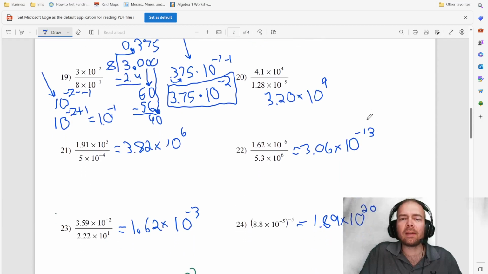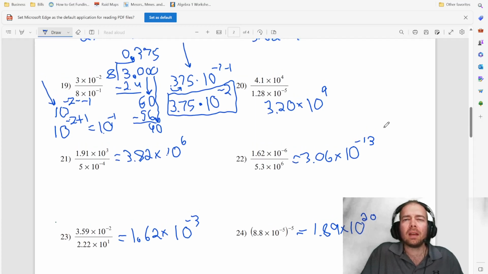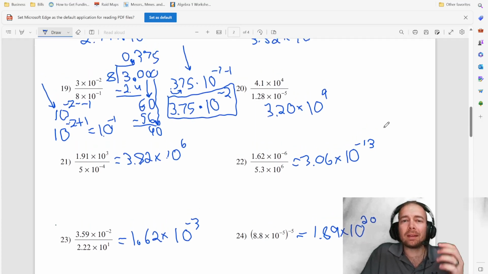And then for the rest of them, I just typed them all into the calculator. That's all I did. And yeah, that's all there is to it.